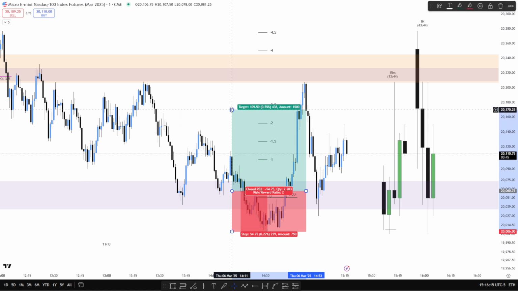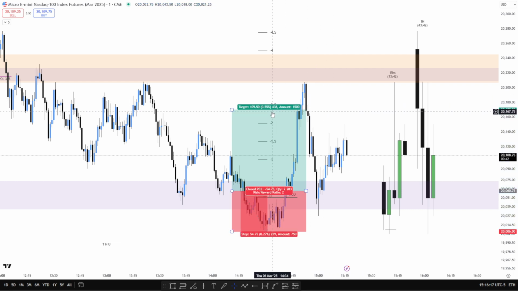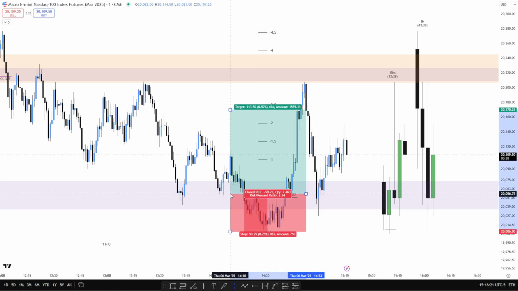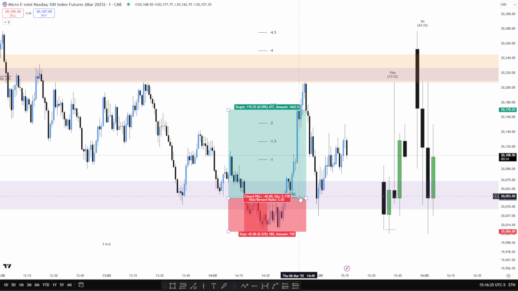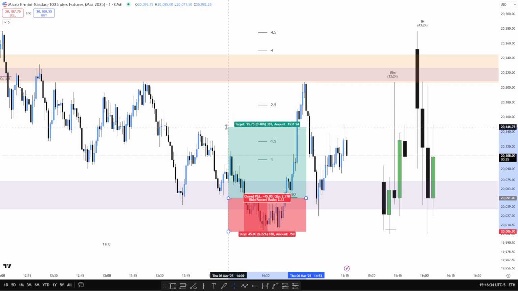Trying to get that 1 to 2 there. So that kind of lines up with your 2, your 2.5. If you were to enter right after the change in the state of delivery there, there's your 1 to 2 there.